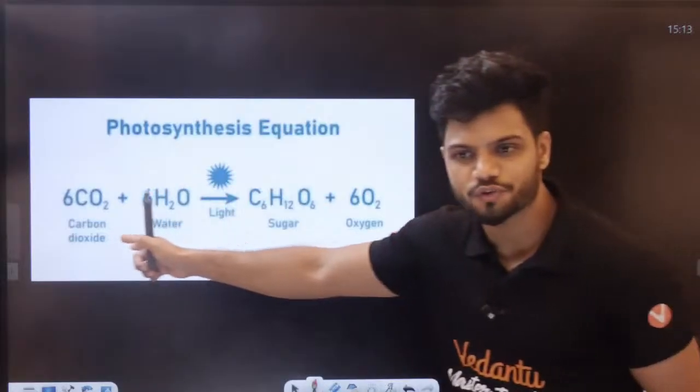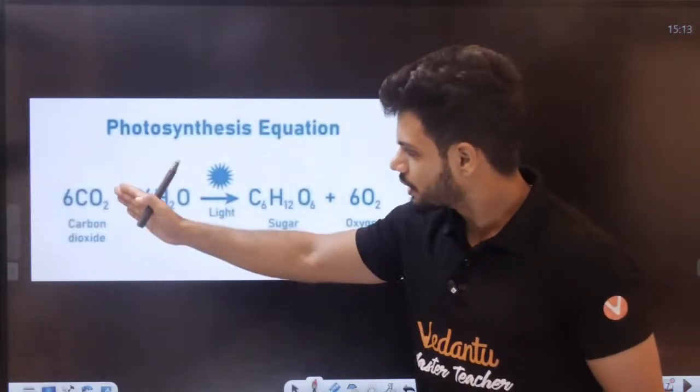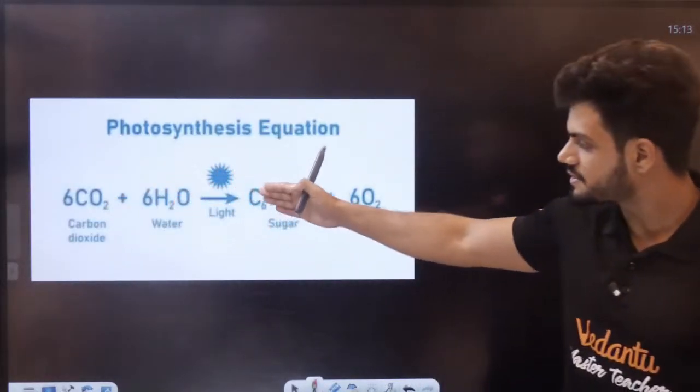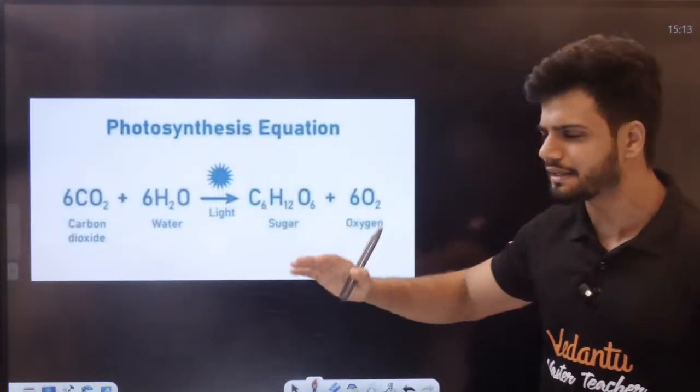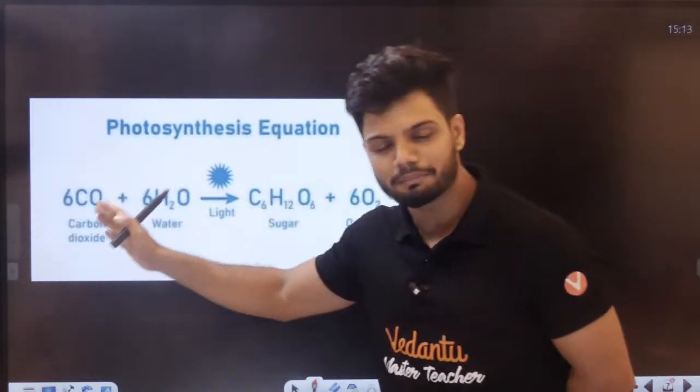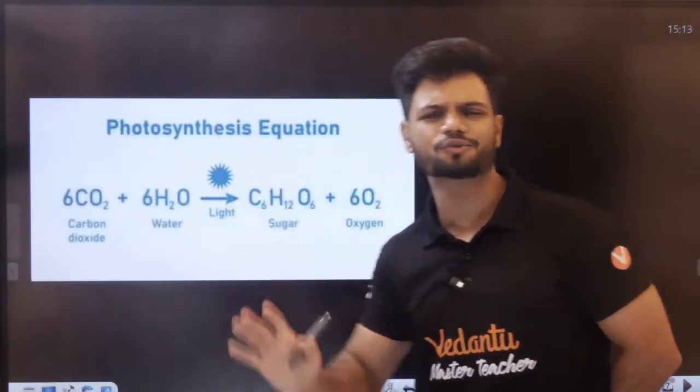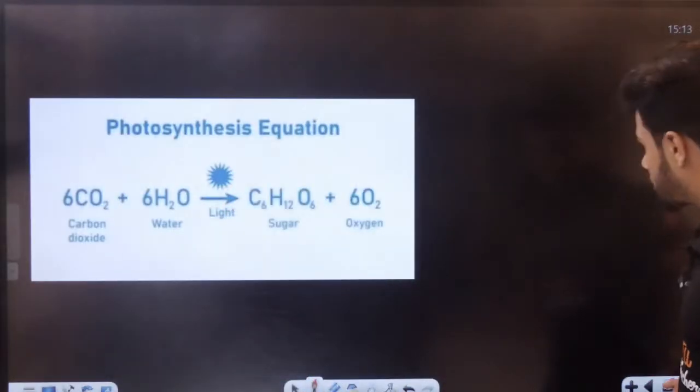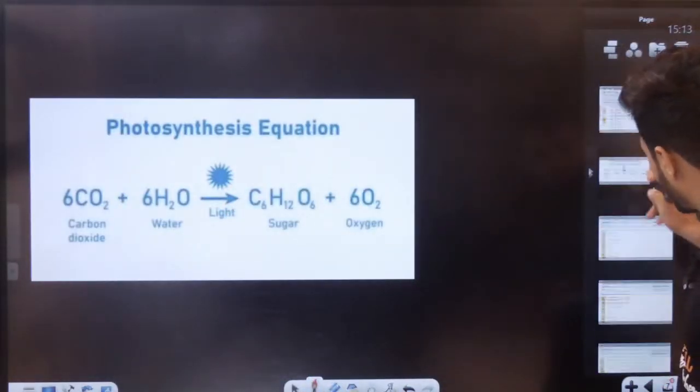And this is the equation which all of you need to know: CO2 plus water in presence of sunlight and chlorophyll gives us sugar plus oxygen. So please remember the balanced equation. It's very easy to solve the question. Okay, now students, next question on the board right now.